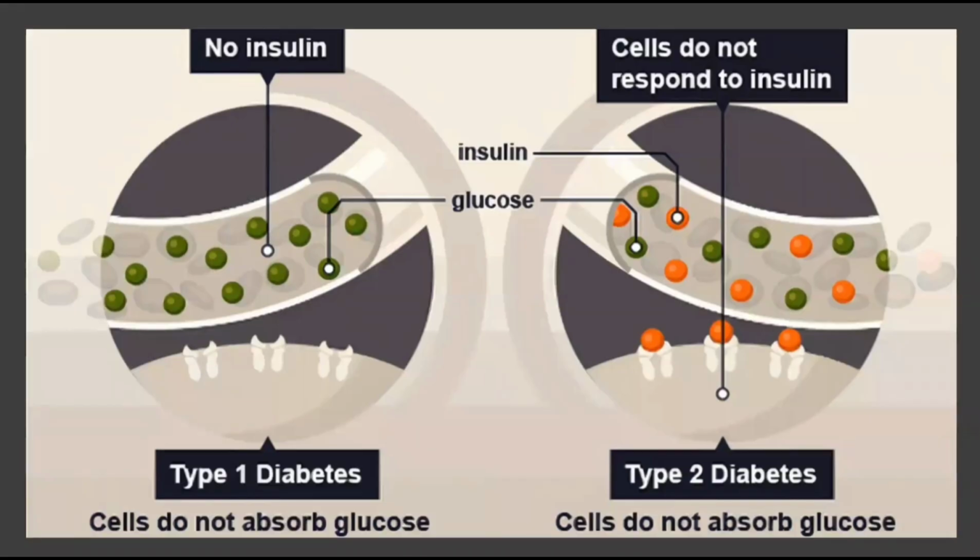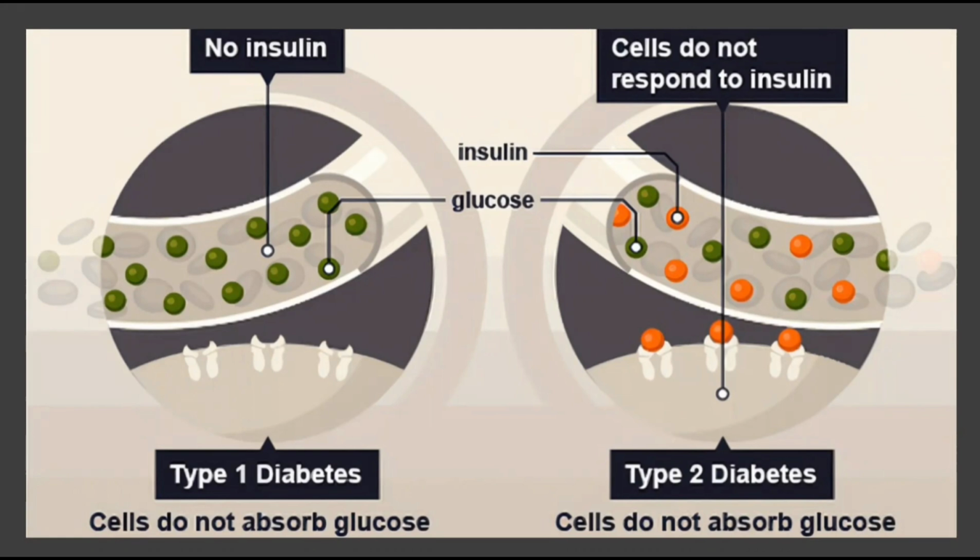So to sum it up, what is the difference between type 1 and type 2 diabetes? Type 1 is characterized by an immune attack on the beta cells that kills them. And that means you have fewer of the beta cells and they can produce less and less insulin, and eventually you have too little insulin.